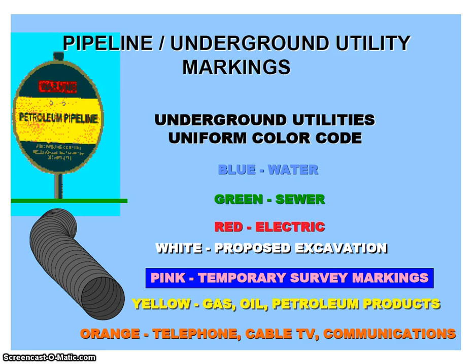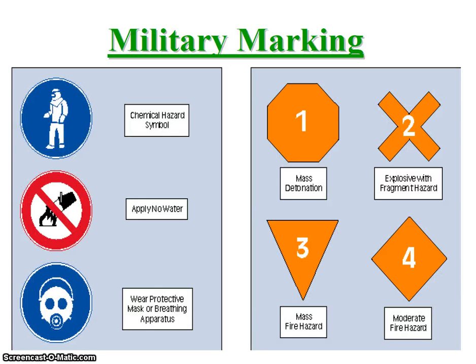Blue indicates water, green is for sewer, red electric, white would be proposed excavation, pink would be a temporary survey marking, yellow would be for gas, oil, petroleum products, and orange is telephone cable, TV, and communication lines. Military has its own markings. Chemical hazard symbols: do not apply water, wear protective mask or breathing apparatus, mass detonation, explosive with fragment hazard, moderate fire hazard, and a mass fire hazard.